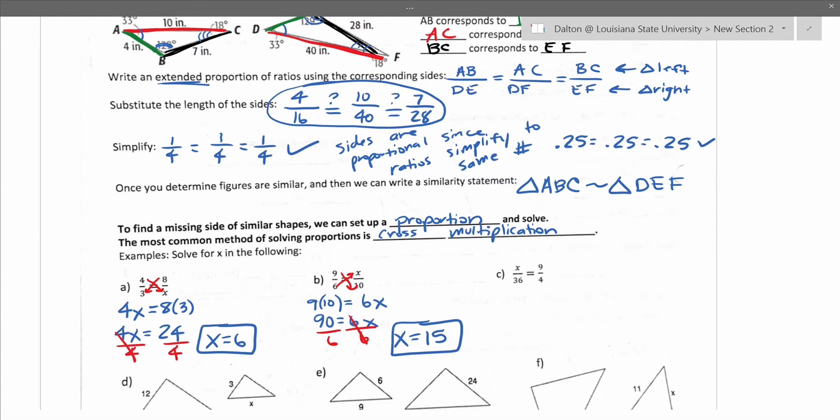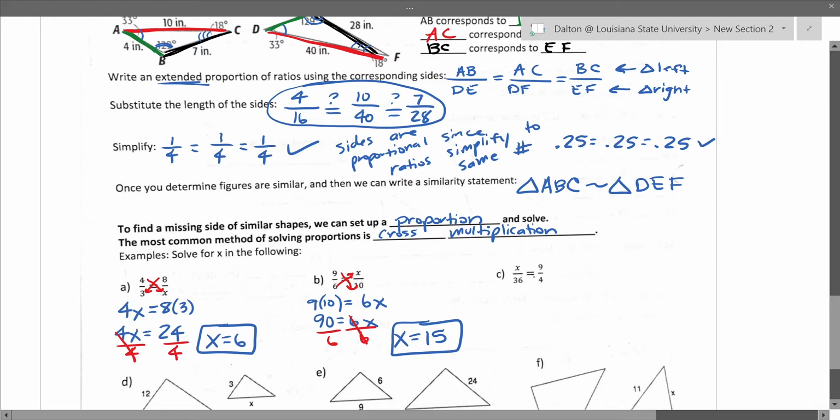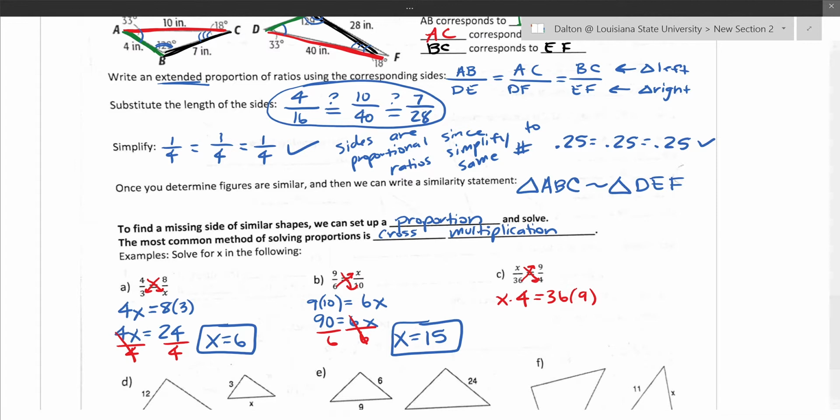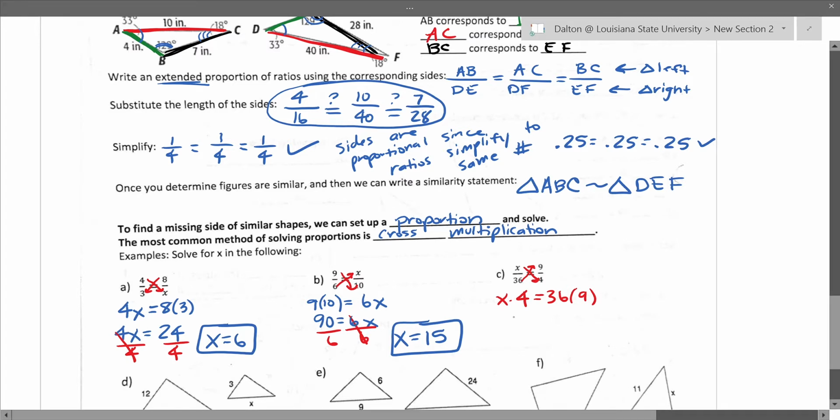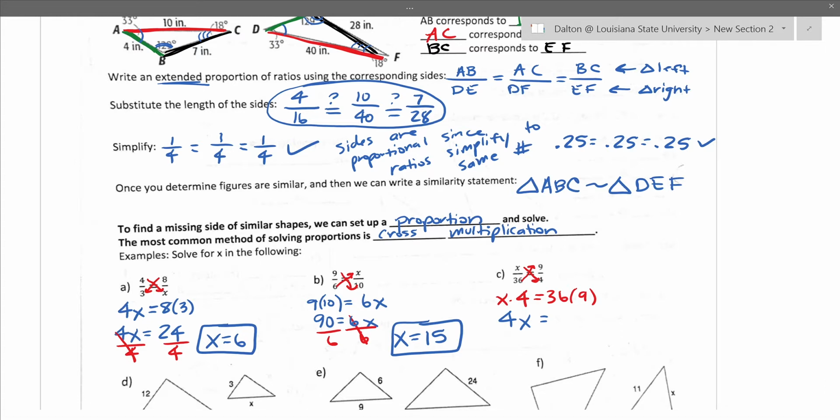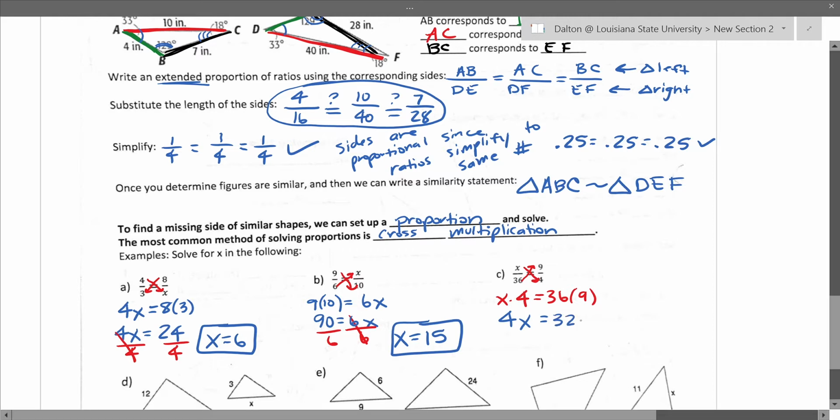For example C, if we cross multiply, I get x times 4 and 36 times 9. So x times 4 equals 36 times 9. So it's going to be 4x equals 36 times 9, which is a very large number that I didn't calculate yet. I think 270 something. 324. And then if I divide both sides by 4, I end up with x is equal to 81.